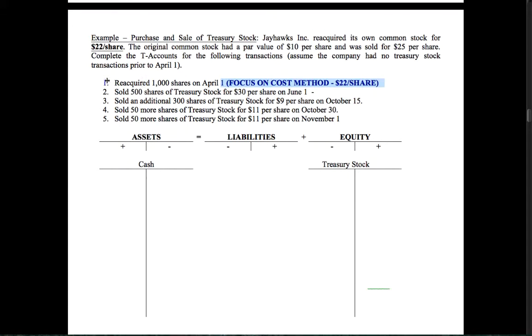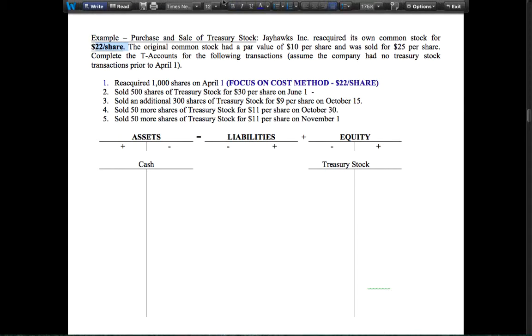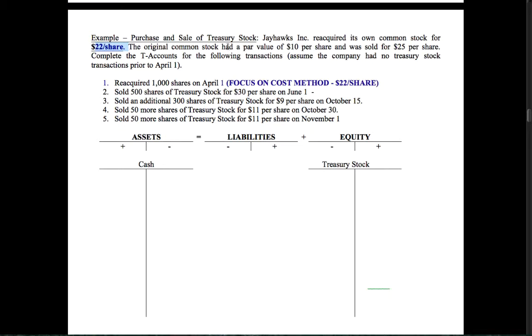First, number 1 here. This is where we will reacquire the 1,000 shares on April 1st, but we need to make sure that we know all of those key facts that we previously just stated, specifically the $22 per share that it costs to reacquire.